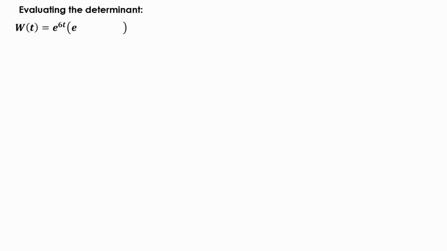So now, solving for the determinant, that will give us exponential 12t after solving for everything. So that will be our W(t). So that is our whole Wronskian now.